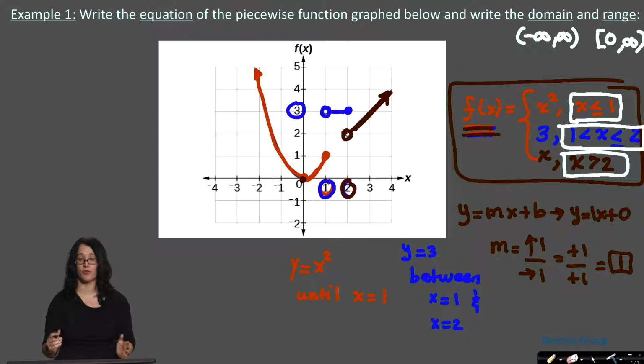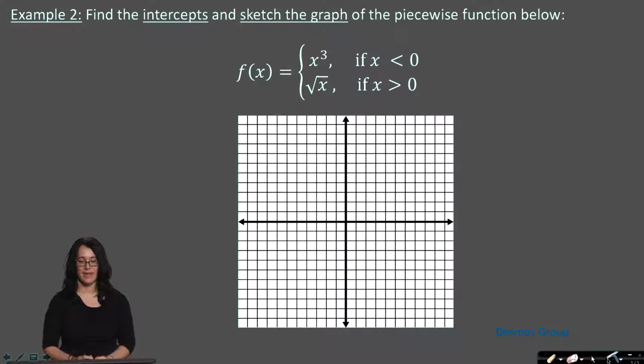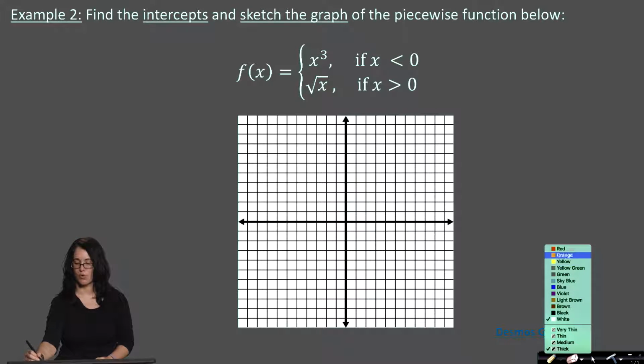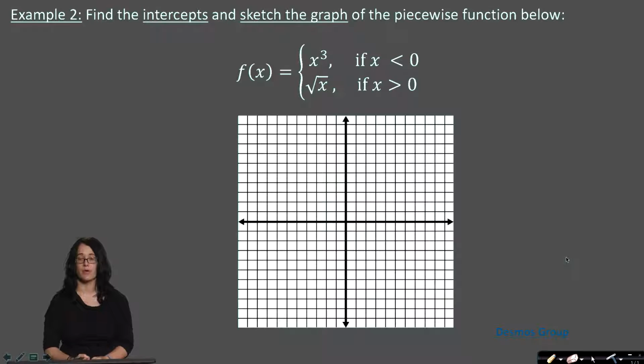Okay, so we're going to do one more example, and then it's up to you to practice. Let's take a look. In example 2, it asks you to find the intercepts, but also to sketch the graph of this piecewise function. So can you interpret what it's saying and draw the graph? Let's take a look. It says f of x should equal x to the third power for any x values which are less than 0.